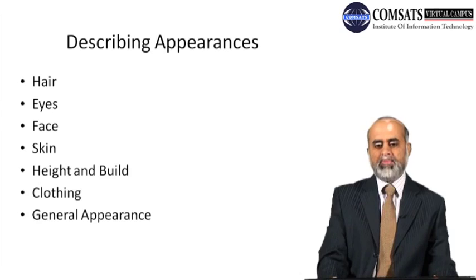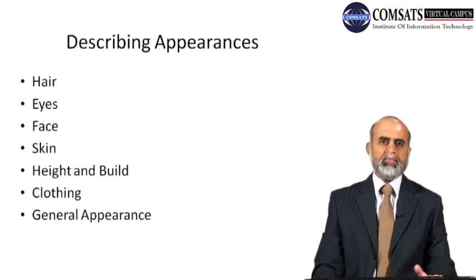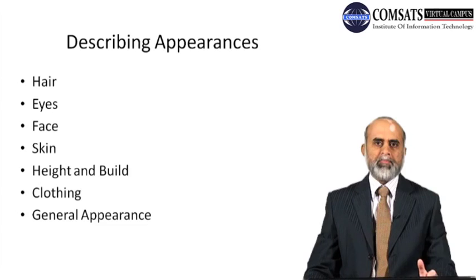Okay, so how do we describe people? Let's begin by looking at different aspects of the physical appearance. The things that usually help us differ one person from another are these: hair, eyes, face, skin, height and build, clothing, and general appearance. But usually it's hair and eyes that make most of the difference. But anyway, the rest of the things, like the shape of the face, the color of the skin, the height and build, are equally important.